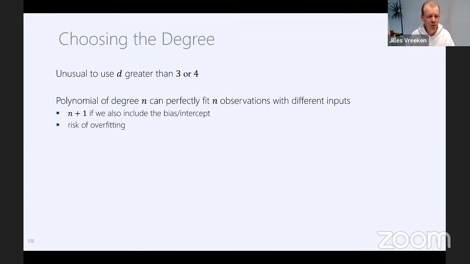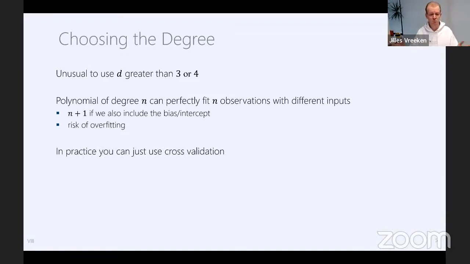I mean, if you have a polynomial of degree n, you can fit n observations essentially no problem, right? You can have a unique fitting of the noise. That is not going to lead to a good time. Now, in practice, how do you choose? If you don't want to just choose 3 or 4 out of thin air, you can use cross-validation.